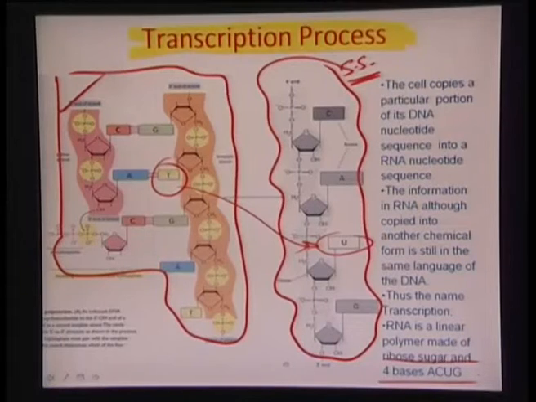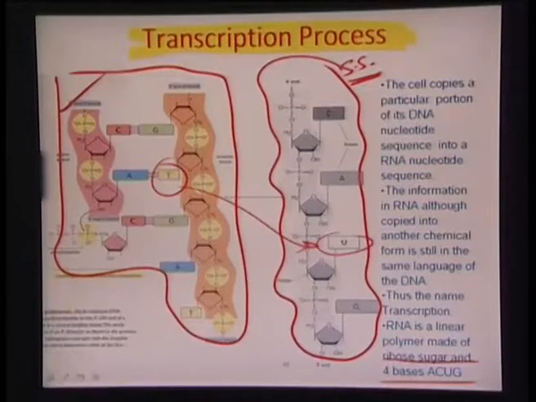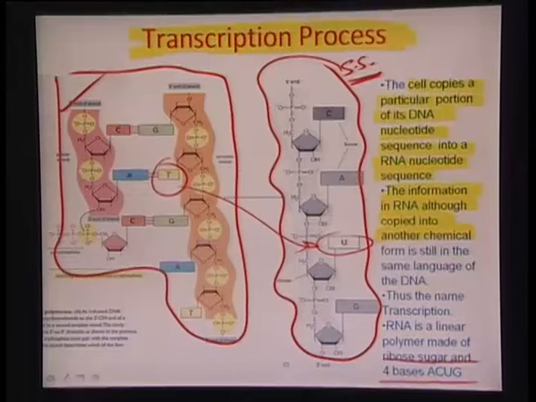So the process essentially starts when the cell copies a particular portion of its DNA nucleotide sequence into an RNA nucleotide sequence. I am going to look into the details of how this happens in the next slide. The information on the RNA, although copied into another chemical form, is still in the same language, and therefore it is known as writing the transcript, or transcription, of the DNA. The name transcription is because the language is essentially the same. There is no difference in the language of the DNA or the RNA, except that a few groups here and there are different, and also that the RNA is a single stranded molecule.